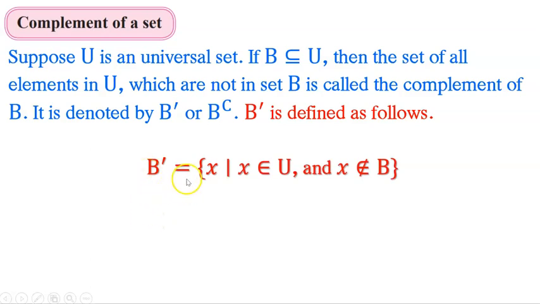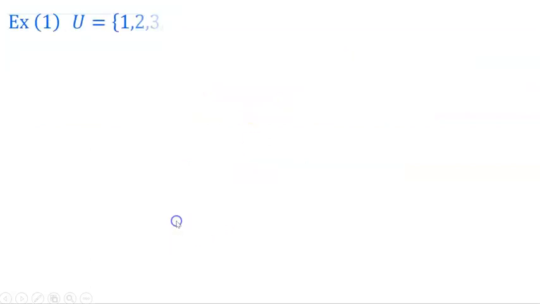B is equal to {x such that x belongs to U but x does not belong to B}. This is the B complement, and the union of B and B complement is U. Okay, ते आपण पुढे शिकणार आहोत.